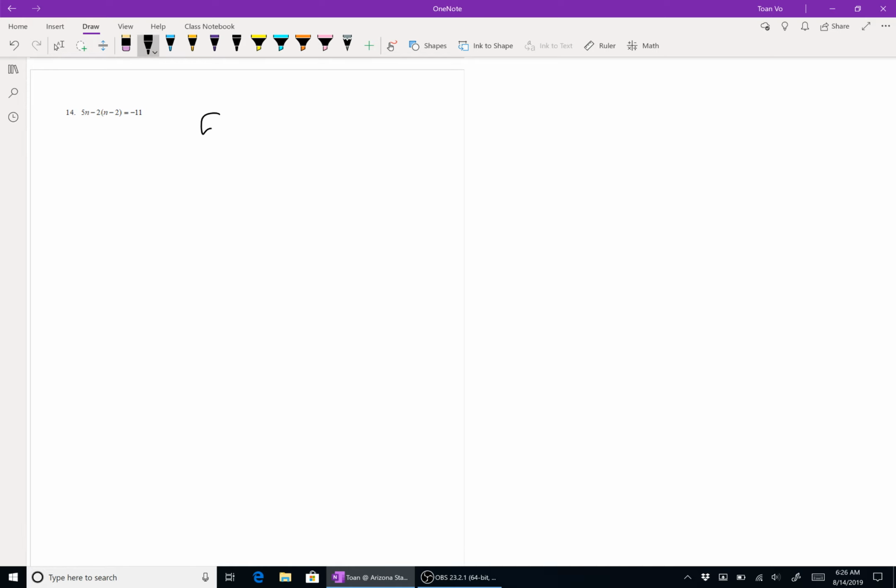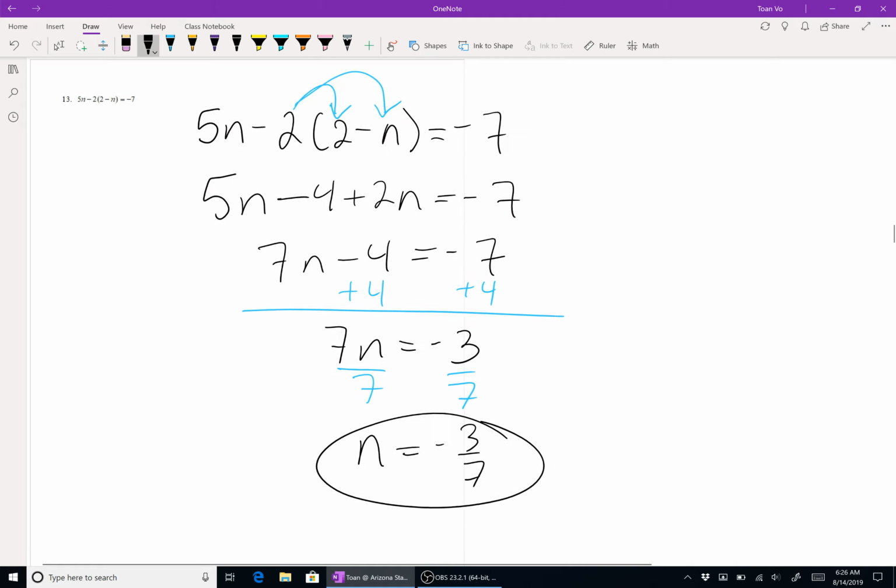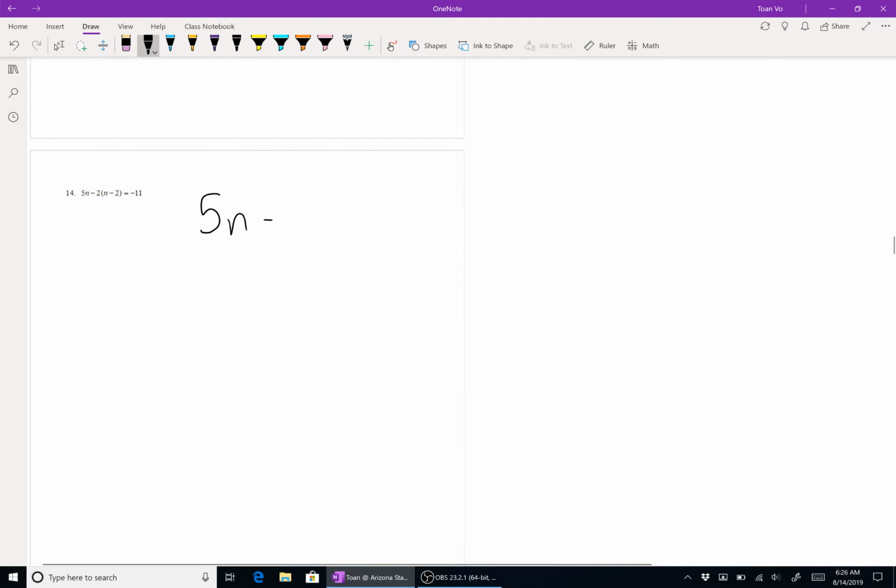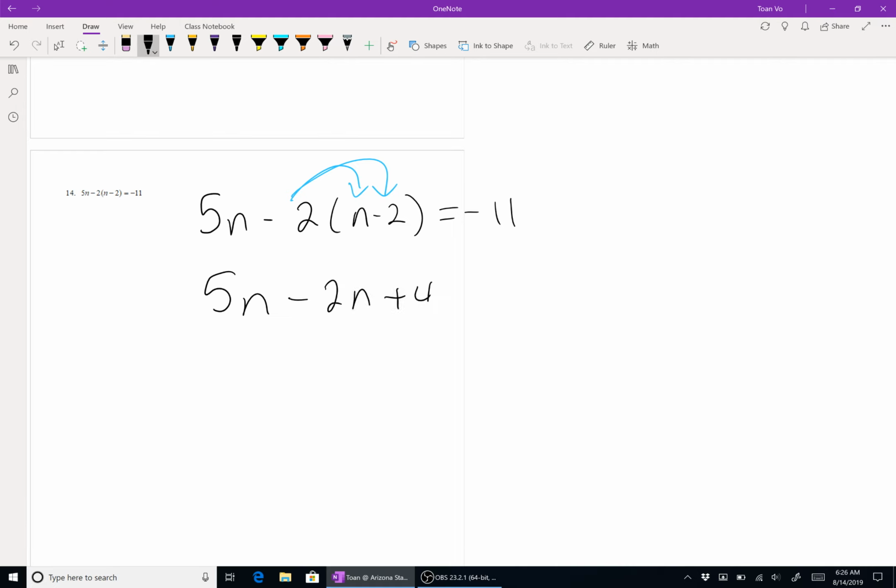Number 14 is another solving equations, almost an identical question. Did I put two of the same? No, guess it's just the same concept. 5n minus 2(n minus 2) equals -11. So if you got 13, you should have gotten 14 as well. Clean it up by distributing a -2. 5n minus 2n plus 4 equals -11. Combine like terms here. So that's 3n plus 4 equals -11.